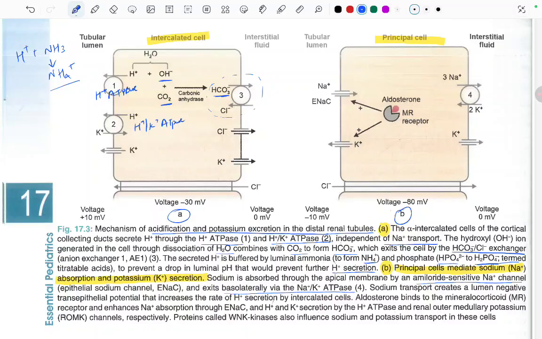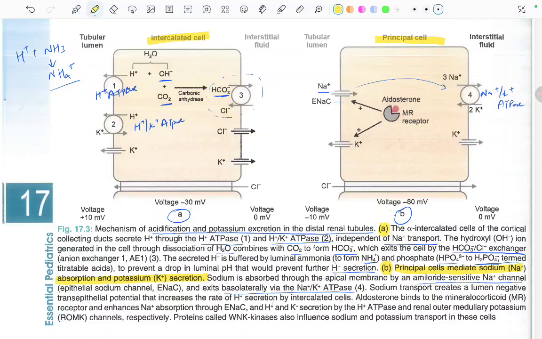So sodium is being absorbed from the tubular lumen through the amiloride sensitive sodium channel, and exits the basolateral membrane using the sodium potassium ATPase. So sodium is being reabsorbed here. Now the sodium transport creates a lumen negative transepithelial potential that increases the rate of H plus secretion by the intercalated cells. This is how these two are related, right?